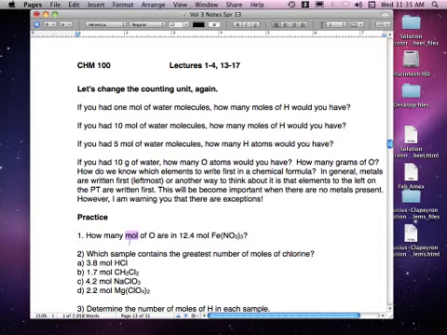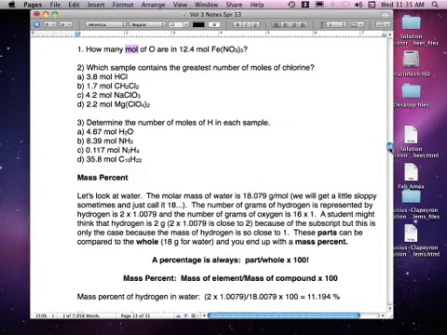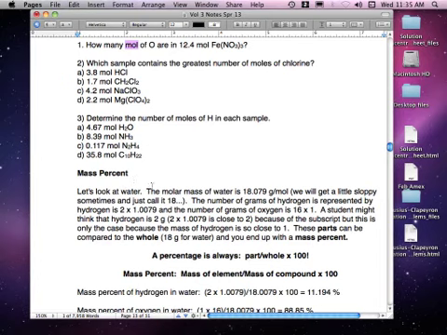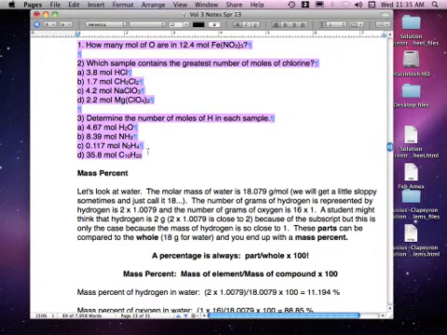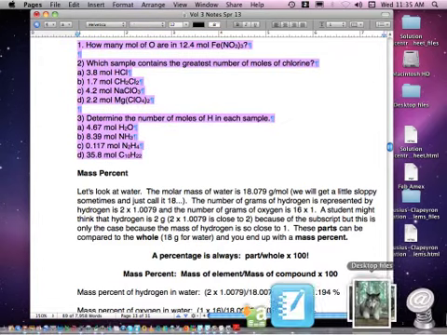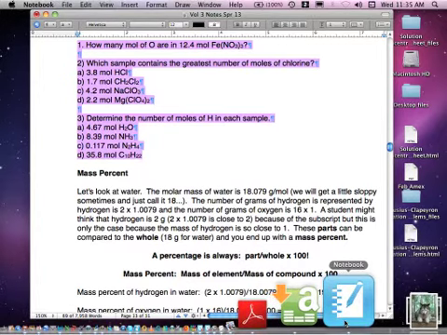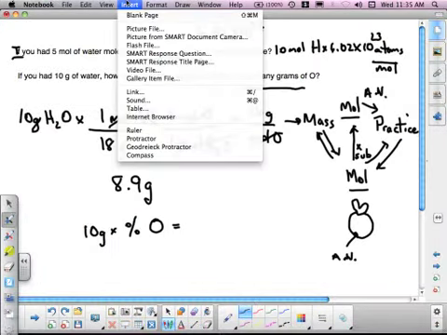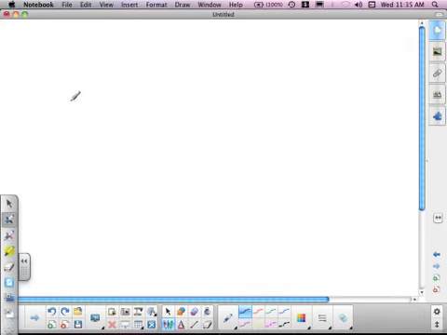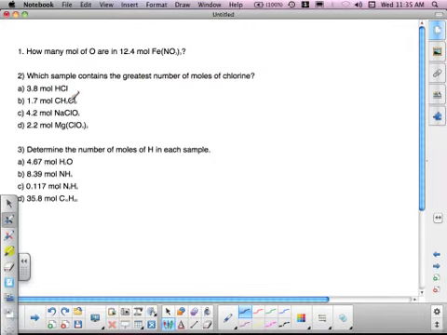Practice, right? So we've got some practice on this idea of up the middle. All right, here we go. And real quick, mole chart. Mass, mole, particles, and then up the middle.